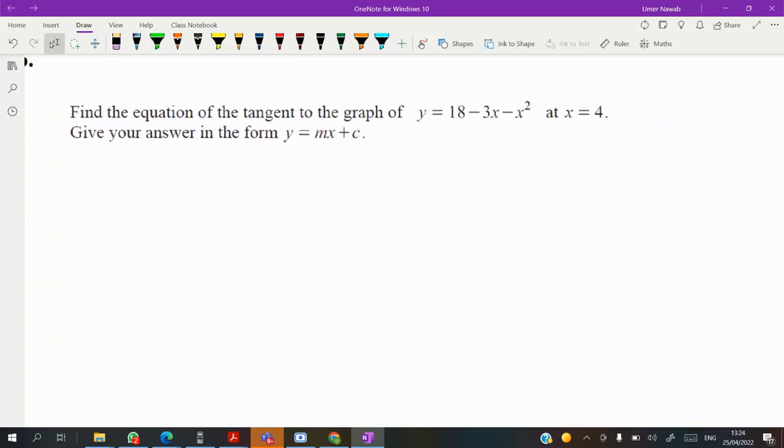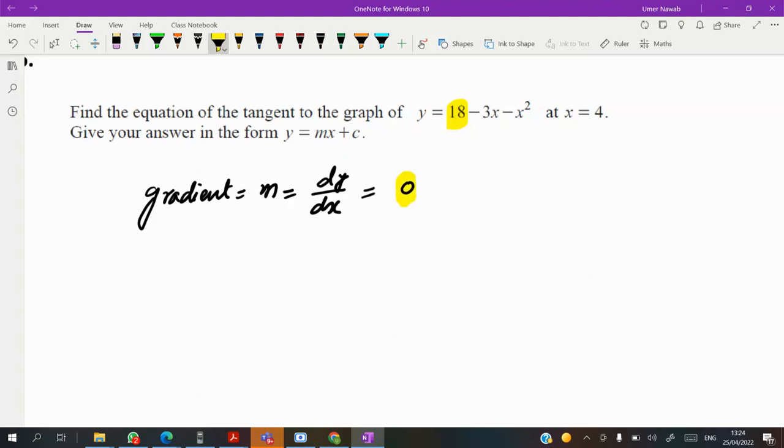Equation of a tangent: again, try to find the derivative first because I need the gradient. Gradient is normally represented as m, and in differentiation, dy by dx. The derivative of a constant, 18, is 0. No need to write it. Minus 3x, if you want it. Let me write it here.